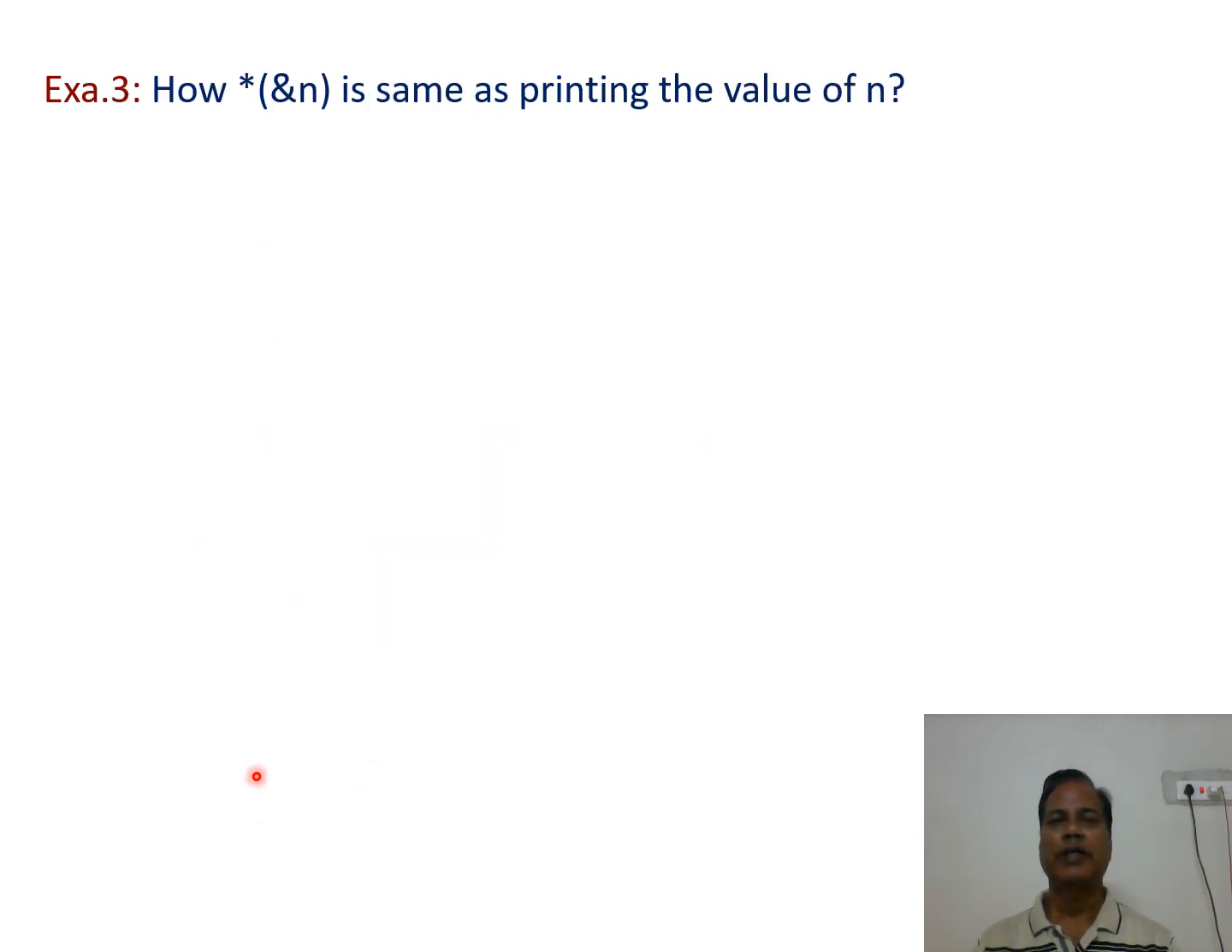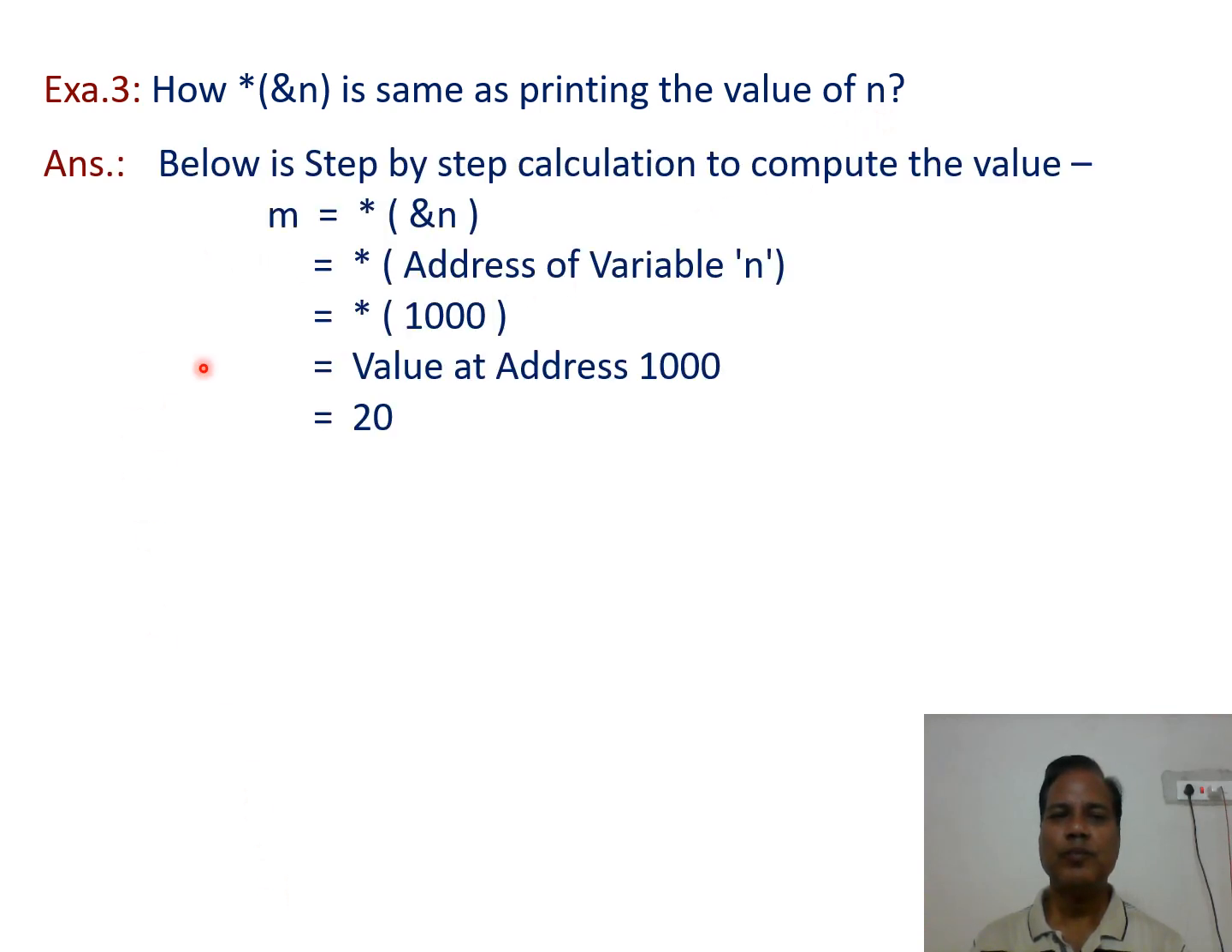Now in the third example, how *(&n) is the same as printing the value of n. Answer: below is the step by step calculation to compute the value of n.